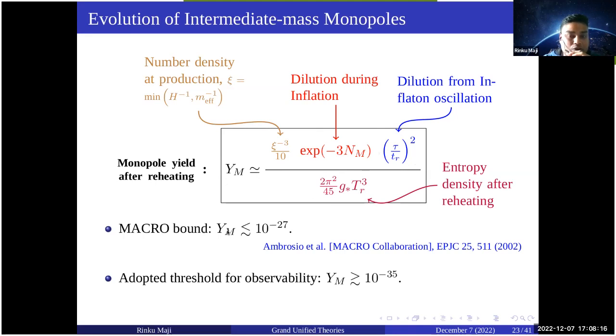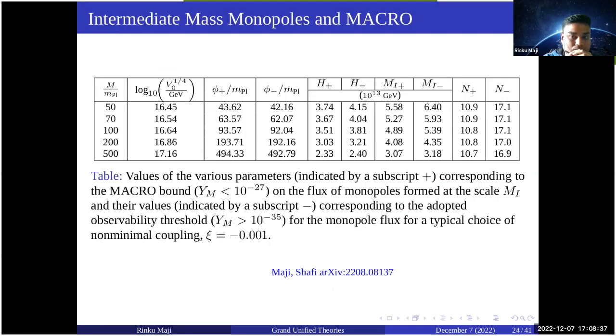The MACRO experiment gives an upper bound on the monopole yield, which is 10 to the minus 27. We adopt a threshold for observability that the monopole number density should be greater than 10 to the minus 35, so that it could be observed in some future experiment. With this bound, we can see that if the monopole suffers around 11 e-foldings, it can evade the MACRO bound. And for the threshold for observability, they can suffer up to 17 e-foldings.